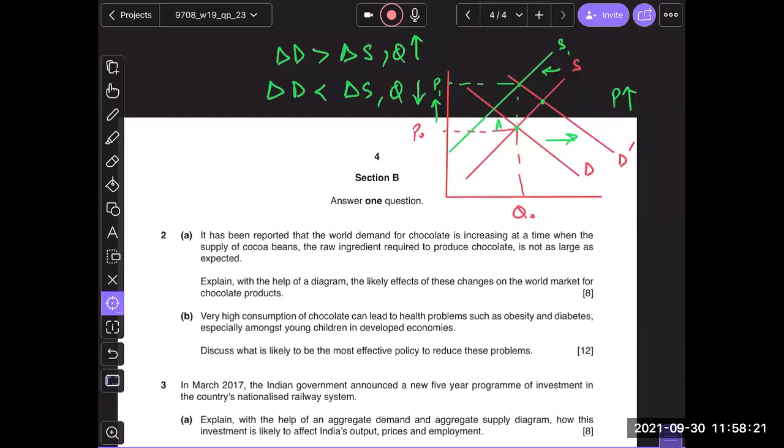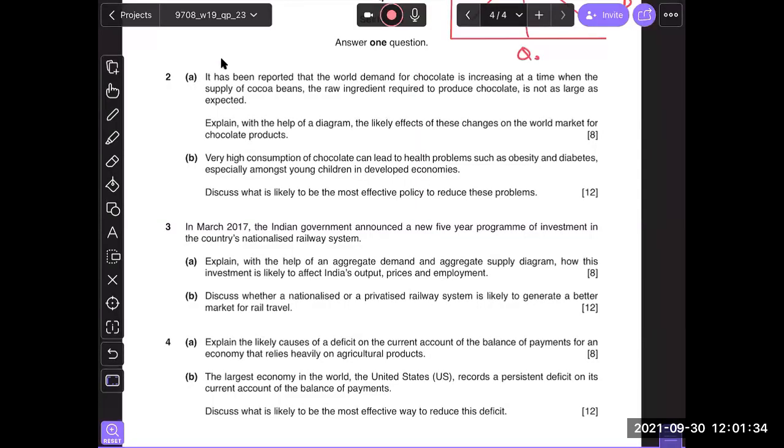Give me 1 minute, guys. Sorry, I just have a battery issue.